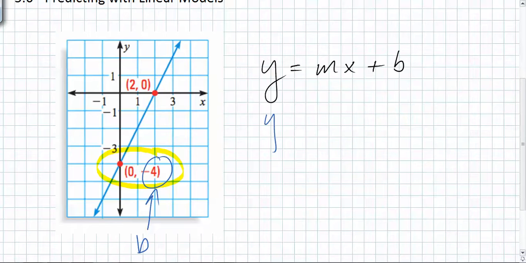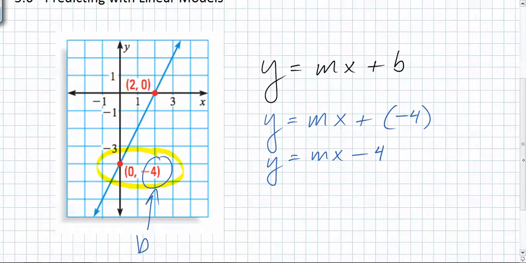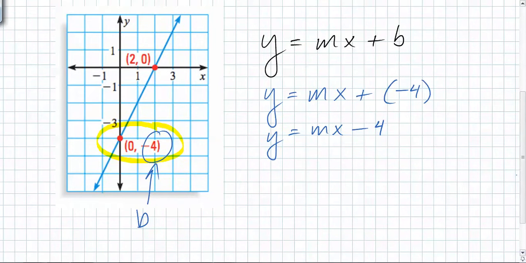So just take a moment and write out what you know. You now know it's going to be y equals mx plus -4. You can clean that up a little bit and make it y equals mx minus 4. Now we're looking for the slope of this line. The only thing left for us to do is find the m value.